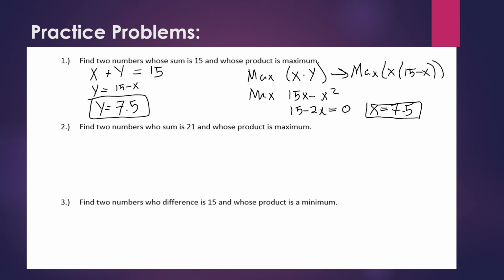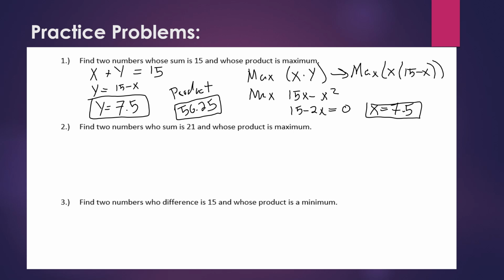Let's take a look here. 7.5 times 7.5. This means the product is going to be 56.25. And that will be our maximum product.